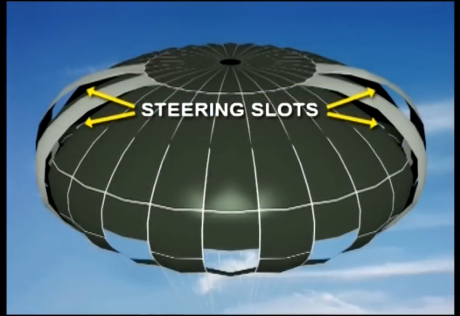This is accomplished with the steering slots on the sides of the MC6 parachute. The steering slots are 2 extended gores on each side of the parachute. Extra material is used to raise the steering gores, and an overlap at the top and bottom prevents air from spilling out vertically as the canopy descends.